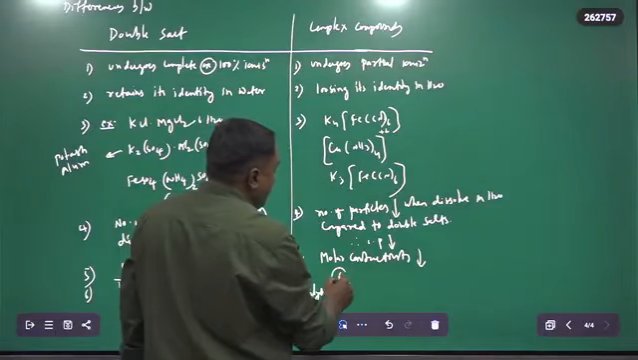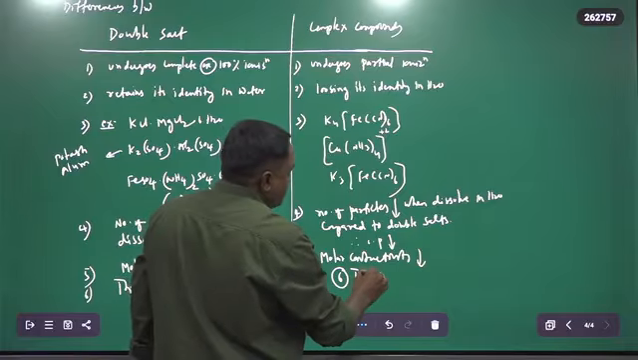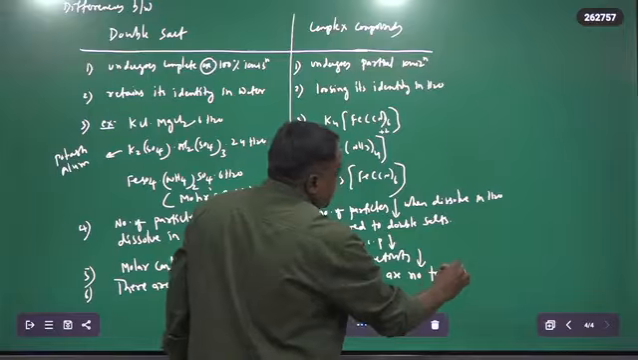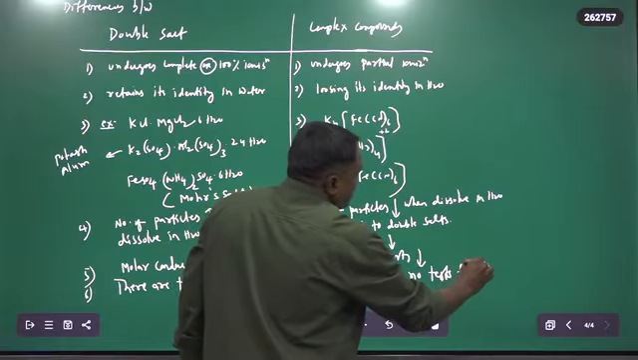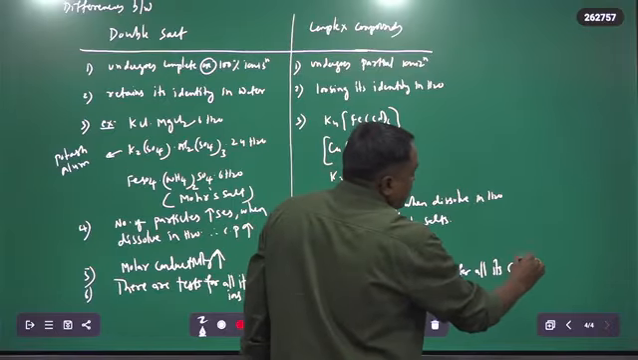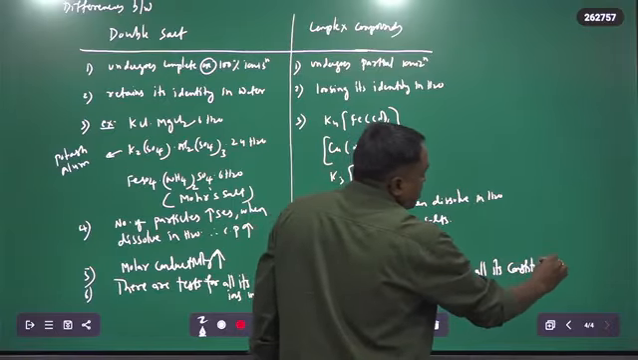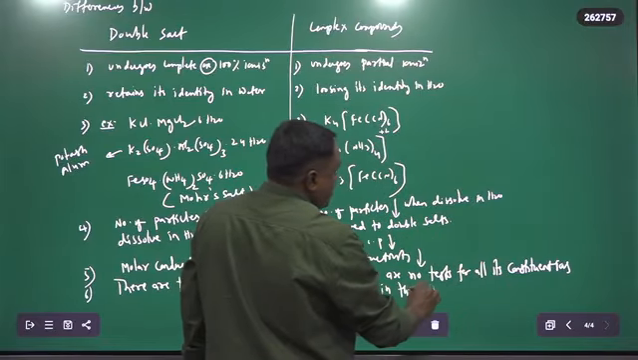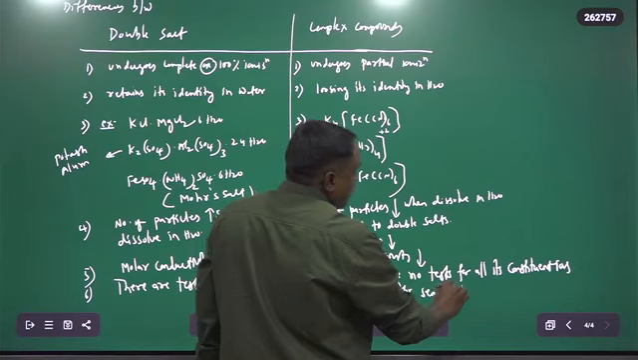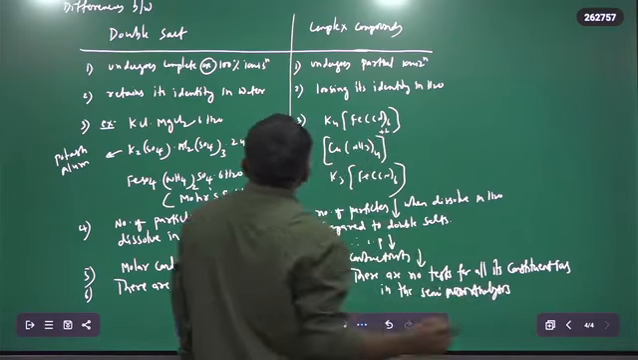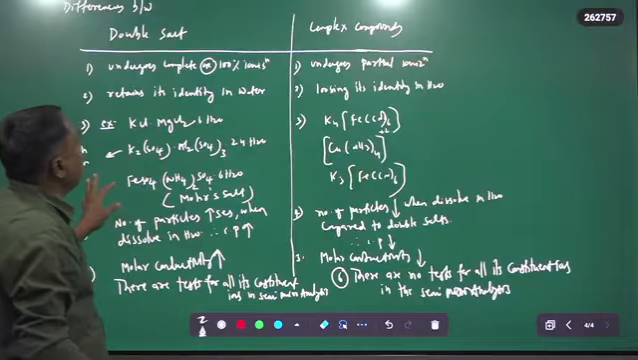This is also very important. There are no tests for all its constituent ions in the semi-micro analysis. So these are the important differences between double salts and complex compounds.